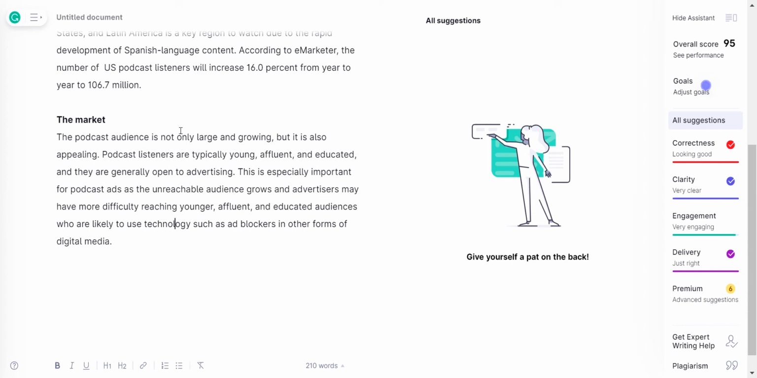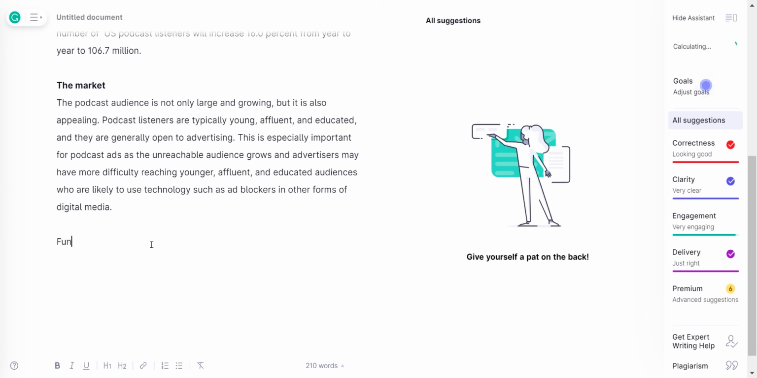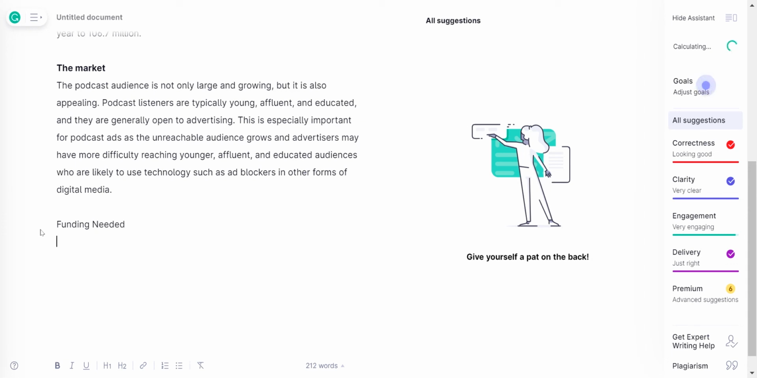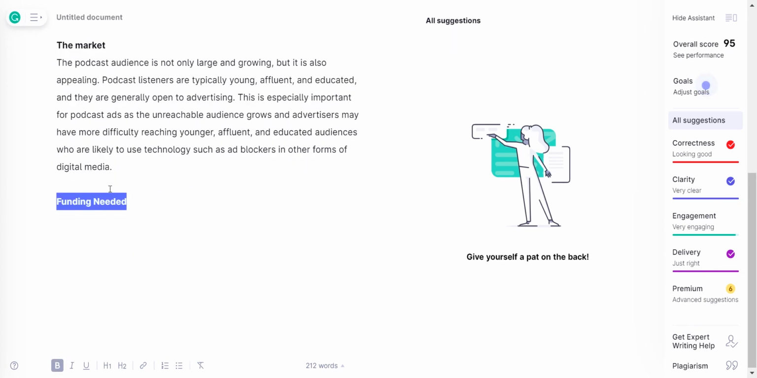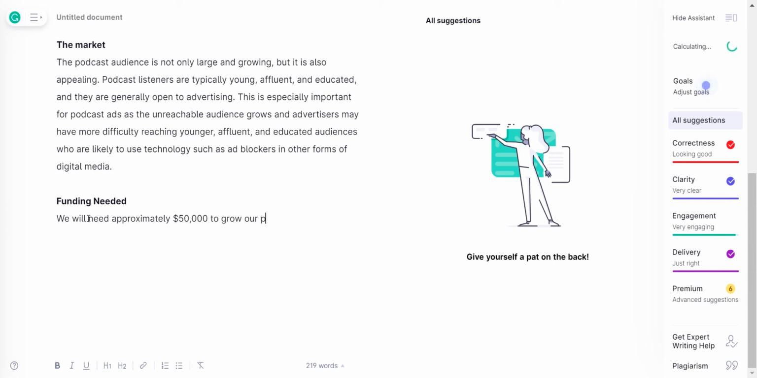So the next thing we're going to talk about is funding. We're going to add that to our section here, called funding needed. This is basically how much money we need to get the ball rolling, right? This is probably the important part right here. So we're going to say, how much money do you need to start your podcast? Well, that's the goal. We will need approximately $50,000 to grow our podcast, which will be used in advertising to get the podcast started.